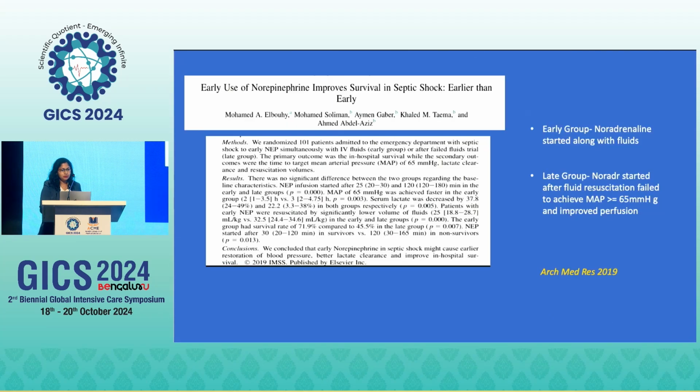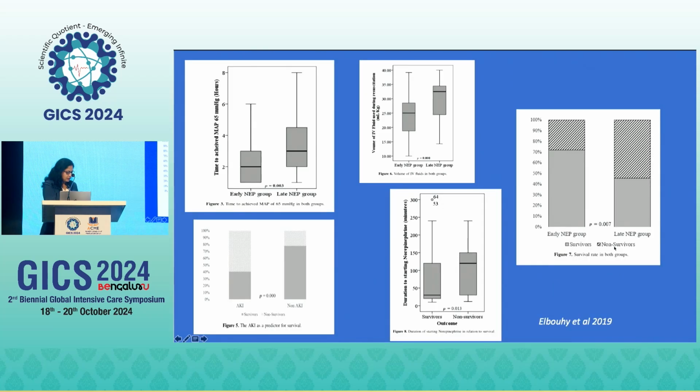So 4 or 5 studies I will share with you regarding usage, which favor the early use of vasopressors in such patients. This is a study published in 2019, where they started noradrenaline along with the fluid resuscitation as soon as the patients came to the emergency unit. And in the late group, they started NORAD only if the patient failed to achieve a MAP of 65 after fluid resuscitation.